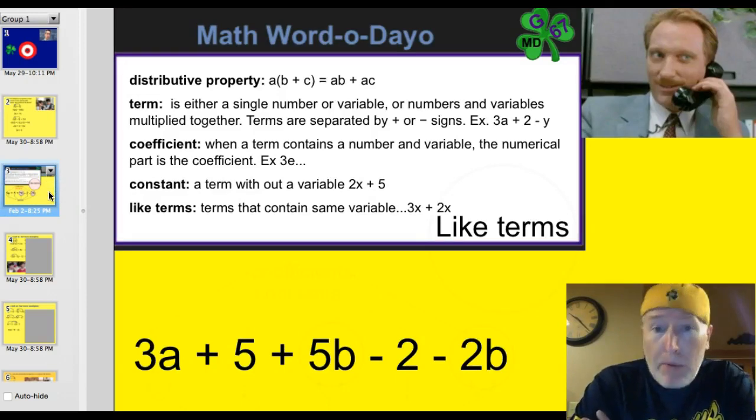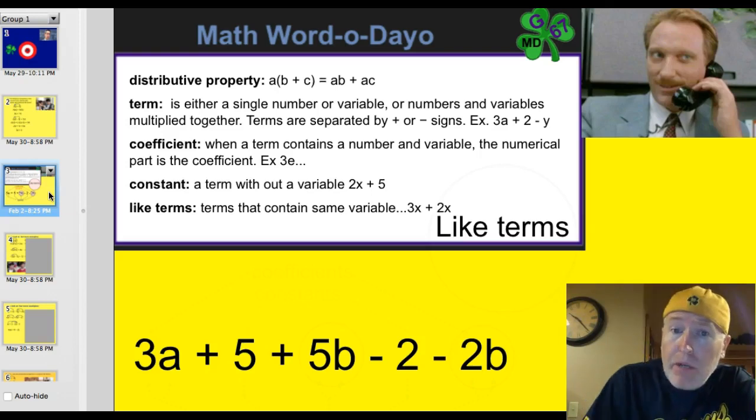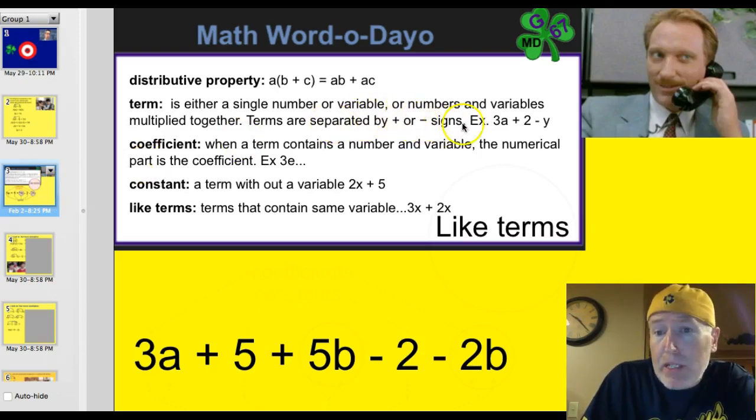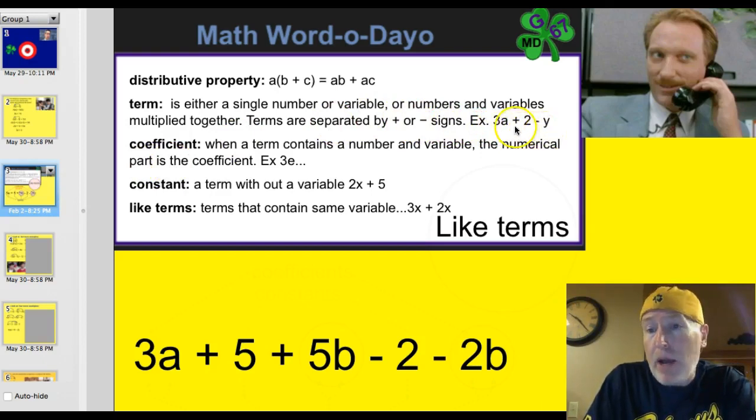The distributive property, first of all: a times the quantity b plus c is really the same as ab plus ac. That's what we were doing on that first page, but I'd like to give you an abstract form to make sure you understand that. The next word is term. This is either a single number or variable, or a number and variable that are multiplied together. Terms are separated by a plus or minus sign. Take a look at these: 3a, 2, and y. Those are all terms separated by a plus sign and a minus sign.